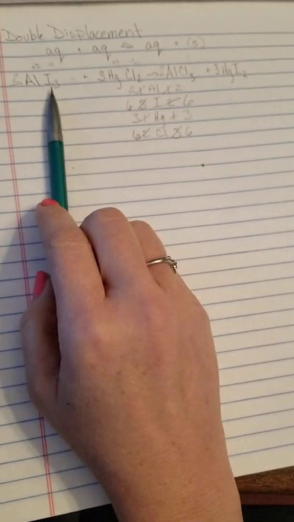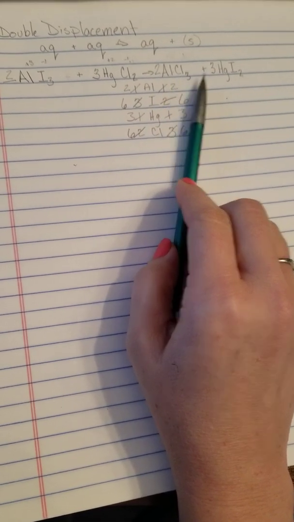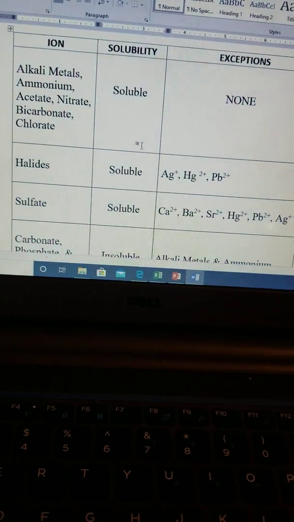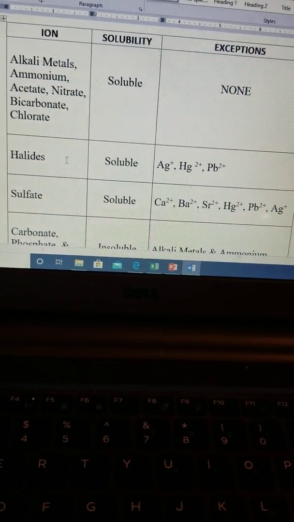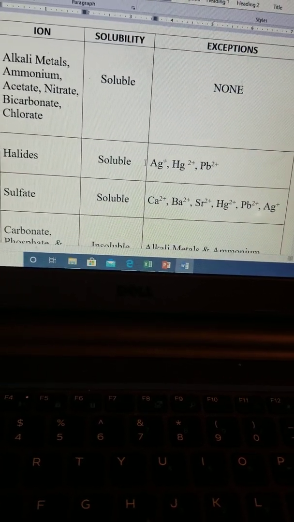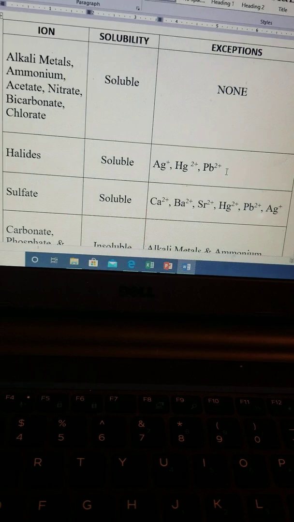So we have aluminum iodide, mercury chloride, aluminum chloride, and mercury iodide. We're going to go to our solubility chart. Most of the time, you're going to find things by the second element in the compound. So we're looking for iodine. Iodine and chlorine are both halides; they're both in the halogen family. Halides, halogens, are typically soluble. Soluble means aqueous, unless they are bonded with silver, mercury, or lead.